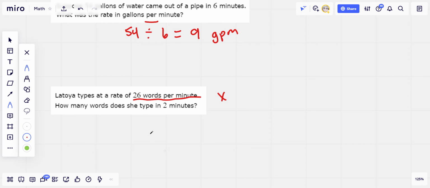So we've got 26 words per minute times 2 minutes. And if you think about that, if she's typing 26 words every minute, which is what this means, then how many will she type in 2 minutes? Well, double that. So 26 times 2. I'm just going to do this in my head. I'm going to say to myself, what's 2 times 20? Because 26 is 20 plus 6. What's 2 times 20? Well, that's 40. And what's 2 times 6? Well, that's 12. And 40 plus 12 is 52. So in 2 minutes, Latoya types 52 words. So that is a little bit of work with unit rates.